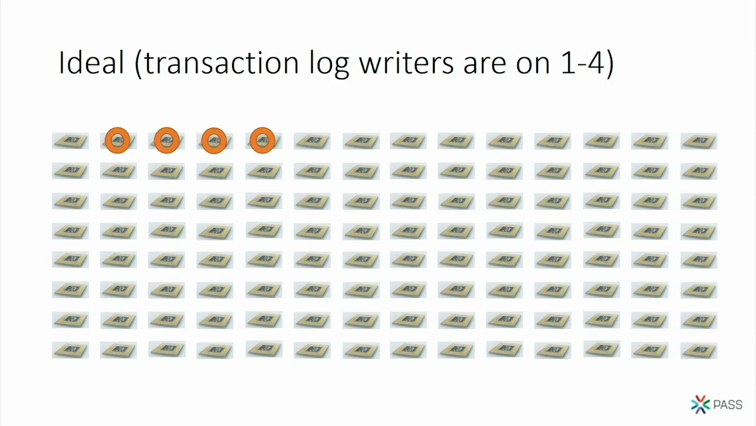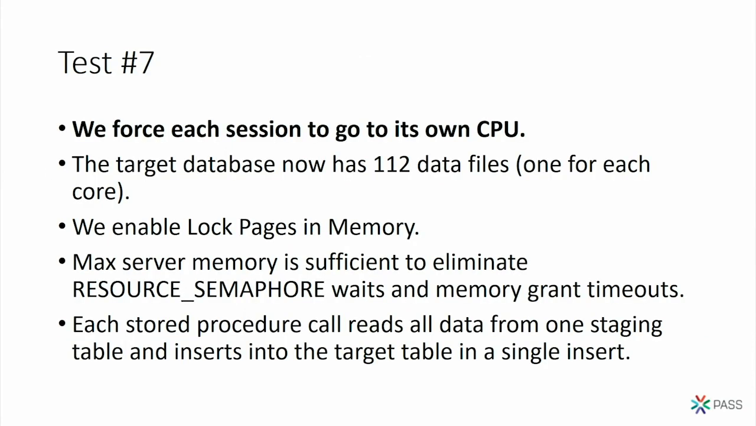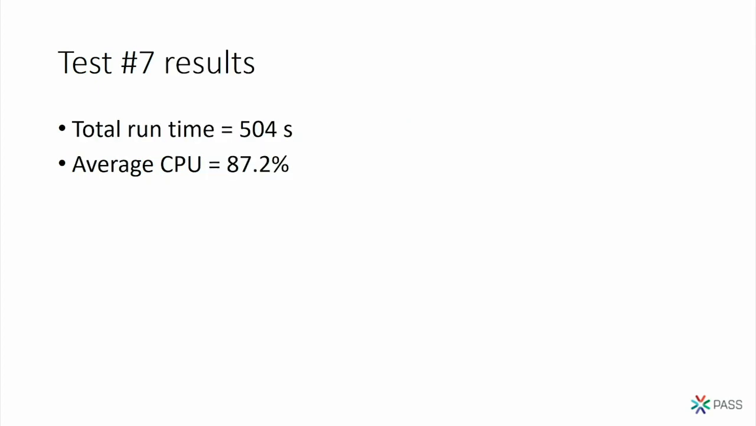The transaction log writers, for this type of server configuration, will always be on schedulers 1 through 4. So if your transaction log writers are busy, this is about the best you can do in real life. So we're going to force each session to go to its own CPU. 504 seconds.